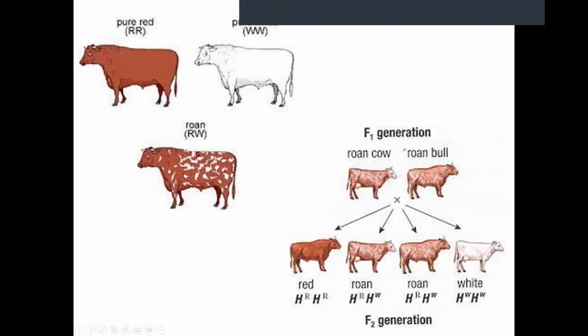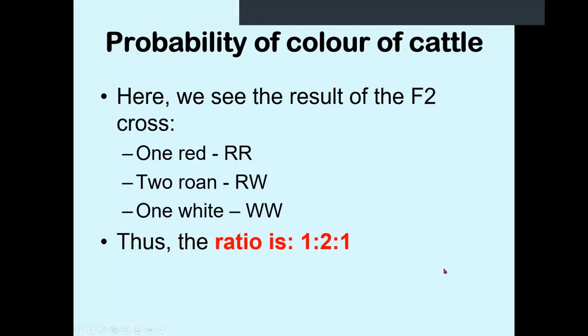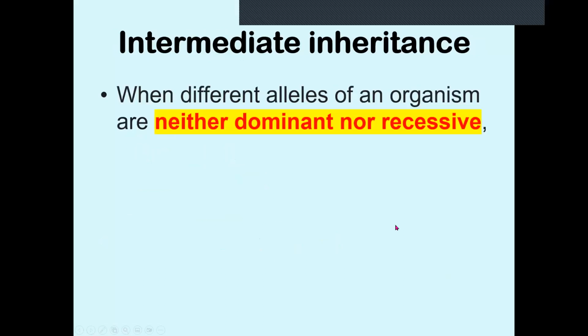So you've got these producing these roan ones, and this is what happens. The same again. So you've got big R, big R, big R, W, RW, and WW. They're all capitals, but they're equal. So in cattle, you've got that, and the ratio is 1:2:1.